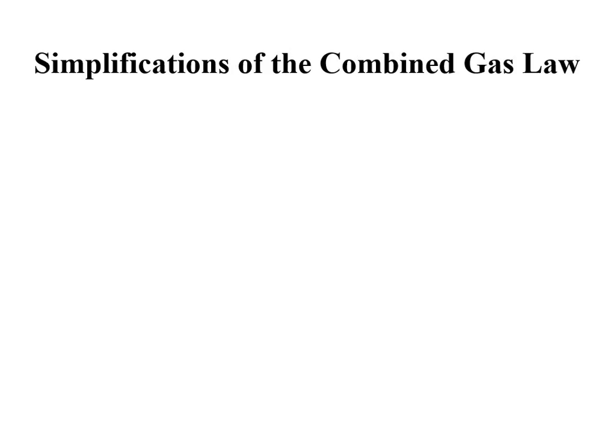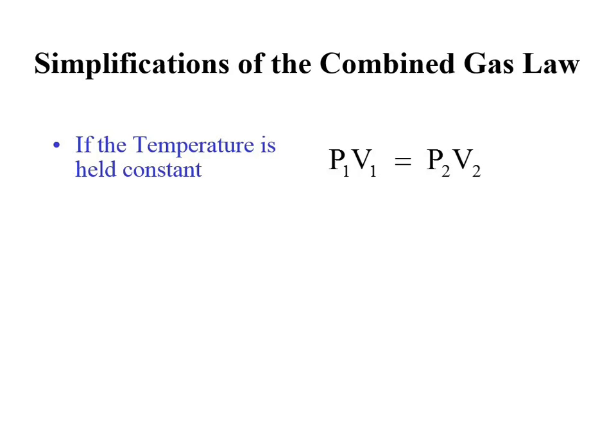Well, the combined gas law: P1 V1 over T1 is equal to P2 V2 over T2. That whole thing assumes N is constant. Your two states, the number of moles aren't changing. Well, what if, in addition to N being constant, temperature is constant? If temperature is constant, check this out. Basically, that T term in the denominator goes away. So this is the combined gas law where N and T are constant.